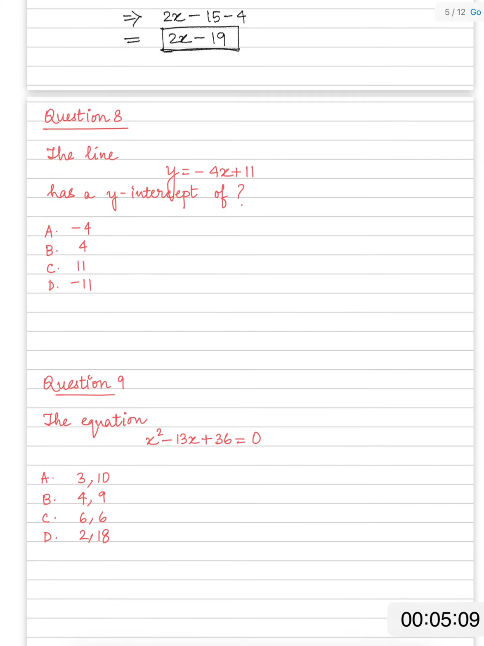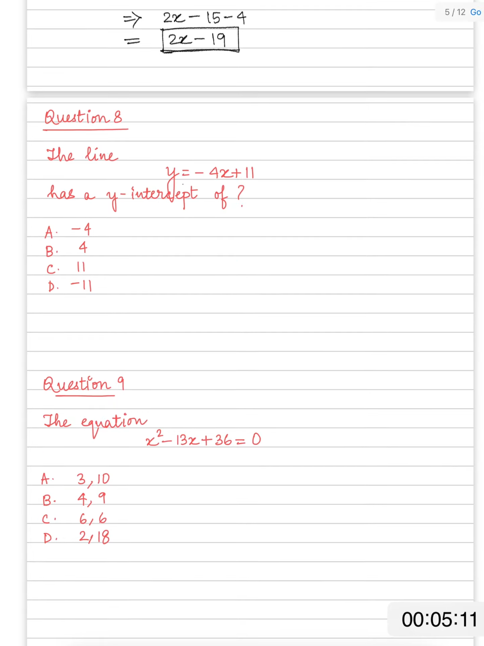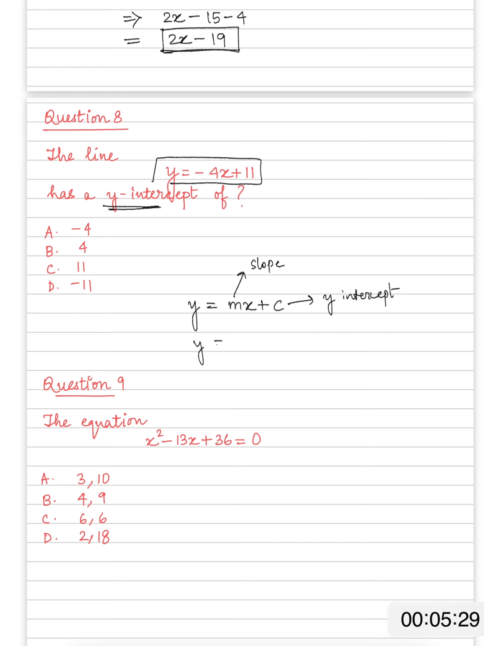Now for question 8. We need to find this equation. What is the y-intercept of that? So what is the usual form? Y equal to mx plus c, where m is the slope and c is the y-intercept, isn't it? So y equal to minus 4x plus 11. So it is very direct that c is 11. So option C will give us the correct answer.